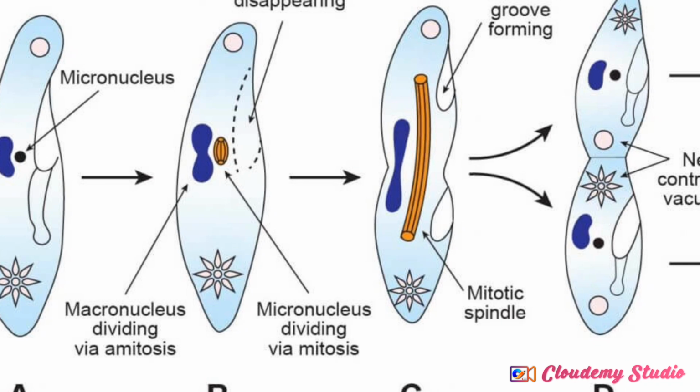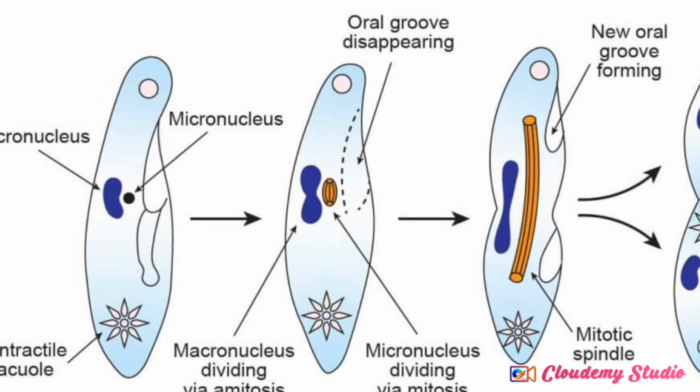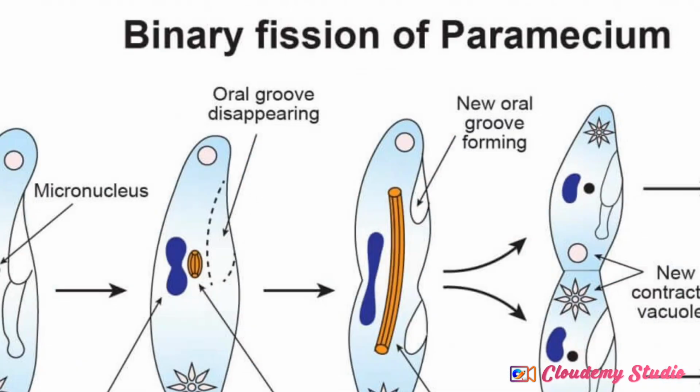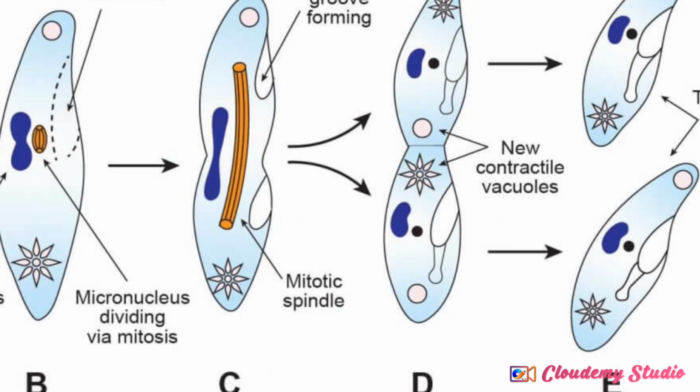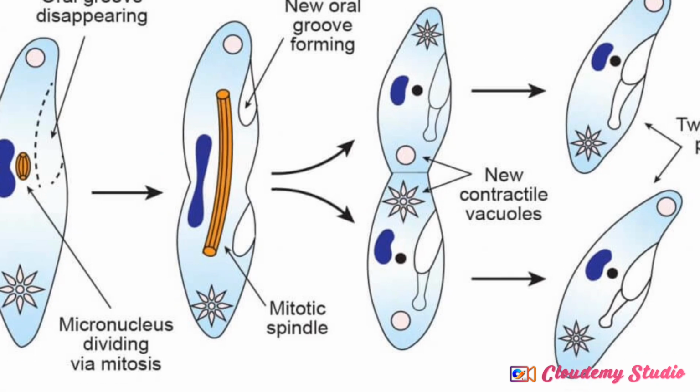Now, during reproduction, the oral groove disappears. Once they start dividing, the oral groove starts appearing again in two places. Then can you see that the cytoplasm starts cutting along the line? Once they cut, they divide into two paramecia, two daughter paramecia.